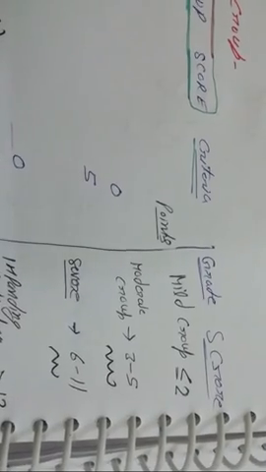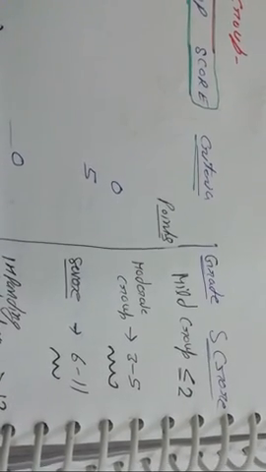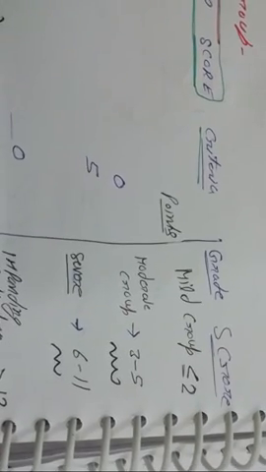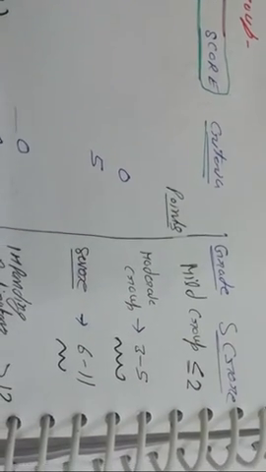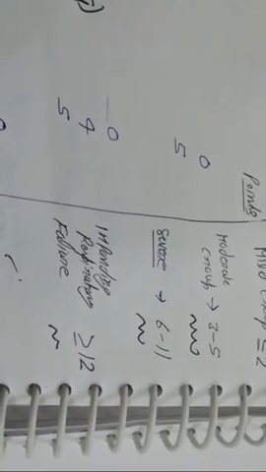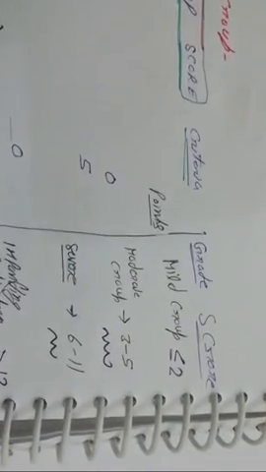Mild Croup is less than or equal to 2, moderate Croup is 3 to 5, right? 3 to 5, and this will be your moderate Croup, and if the score is 6 to 11, this will be a severe Croup. And if you look at this, if the score is more than 12, that is impending respiratory failure. So there is a respiratory failure. So this score helps in grading the croup. So that's all you have to understand, guys.